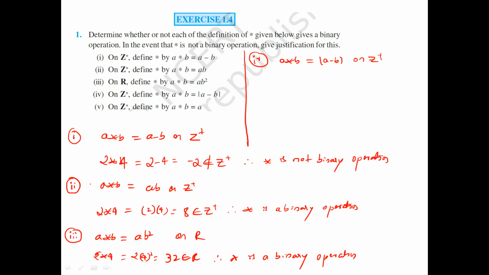Now I'll take the same example as in the first one. I'll take 2 star 4 equal to mod of 2 minus 4. This implies minus 2. Minus 2, but modulus is there, so again it is 2. It belongs to Z plus. So therefore, star is a binary operation.